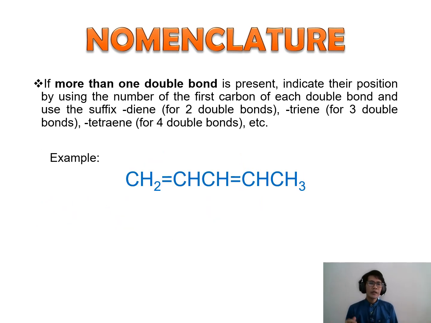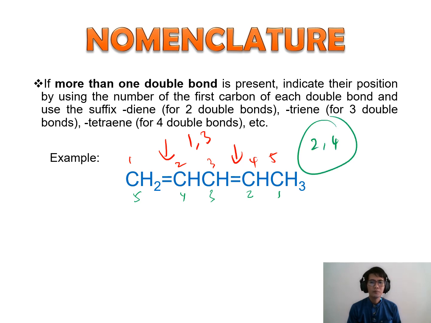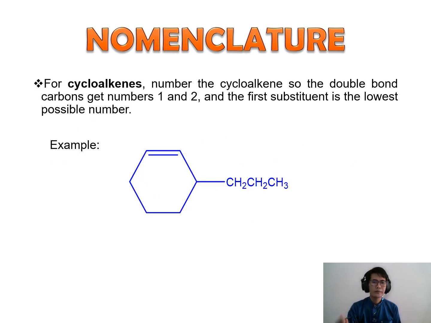Next. If more than one double bond is present, indicate their position by using the number of the first carbon of each double bond and use the suffix diene, triene or tetraene depending on the number of the double bond. So kat sini kita tengok 1, 2, 3, 4, 5. Okay. So the red color will give the locant as 1 and 3. Okay, 1 and 3. But for the green color, the locant will be 2 and 4. So this is a bigger number. So this is wrong. Salah lah. So this one will be penta-1,3-diene. Okay, 1,3 yang betul. Kenapa diene? Because 2 double bond.